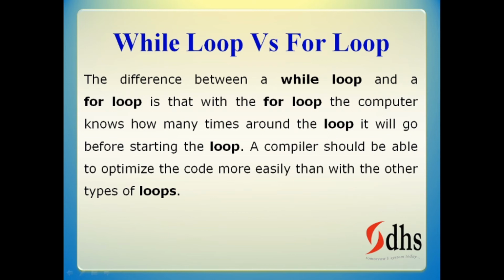The difference between a while loop and the for loop is that with the for loop, the computer knows how many times around the loop it will go before starting the loop. A compiler should be able to optimize the code more easily than with the other types of loops. When we know for certain how many times this loop is going to be executed, then we have to use the for loop. A while loop we can also use for a similar purpose, but sometimes we can do it without the counter also.